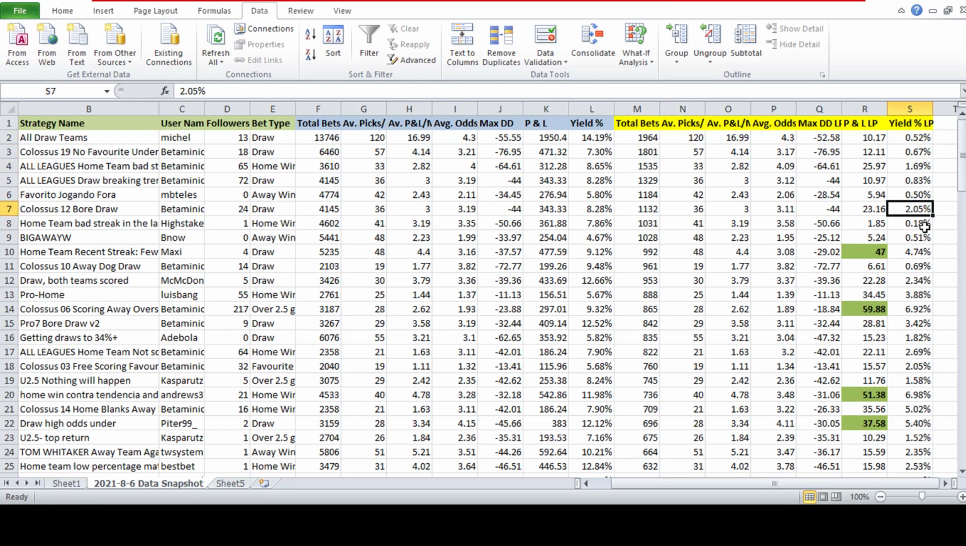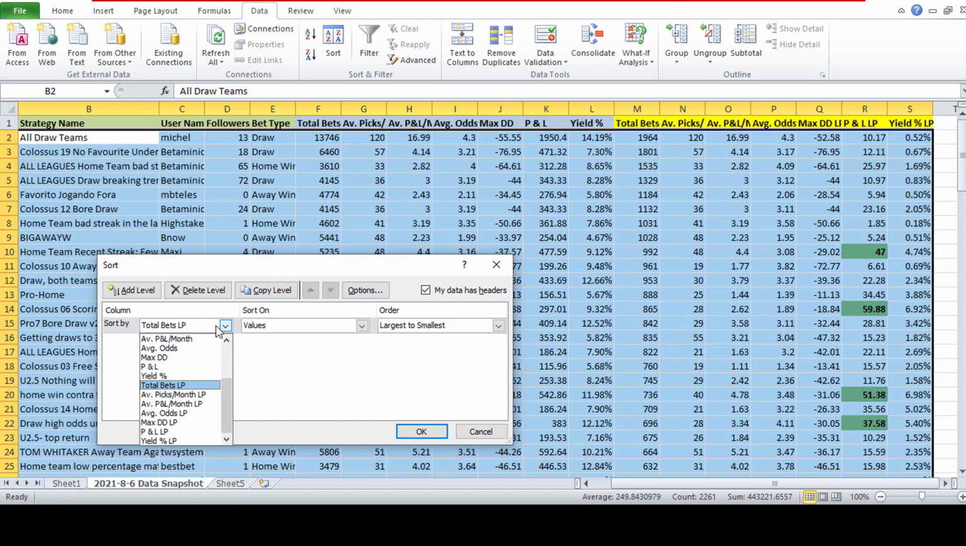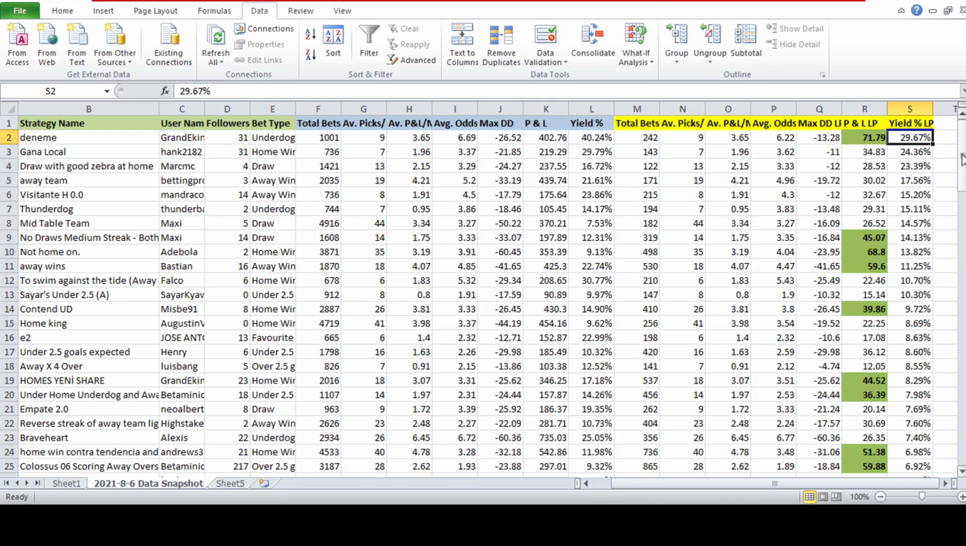So next, I'm going to look at the yields in, I call it the LP, the live period, which is the since shared period, since they've gone live. And I'm going to rank them by yield in their live period. And again, I'm going to highlight the top ones from there. Anything over 10% is very good. I can see those are very nice yields, over 10%.